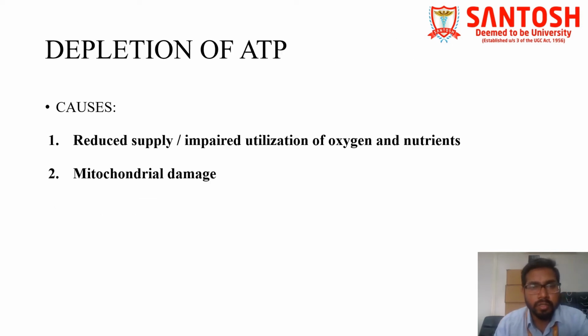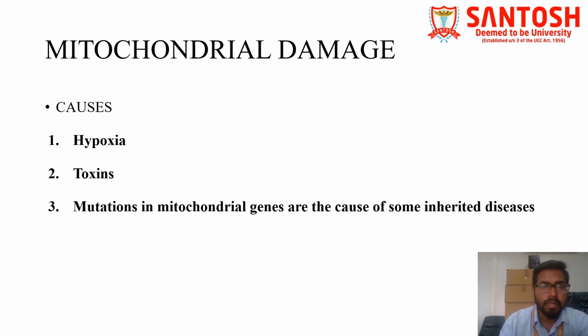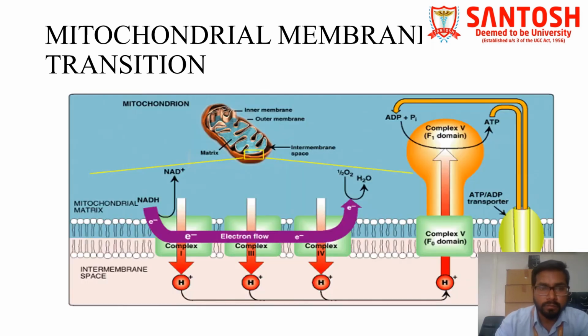Depletion of ATP causes reduced supply or impaired utilization of oxygen and nutrients, and mitochondrial damage. Mitochondrial damage causes hypoxia, release of toxins, and mutations in the mitochondrial genes that are the causes of some inherited disorders. Mitochondrial membrane transition causes changes in the influx and outflux of ions that hampers the formation of ATP.